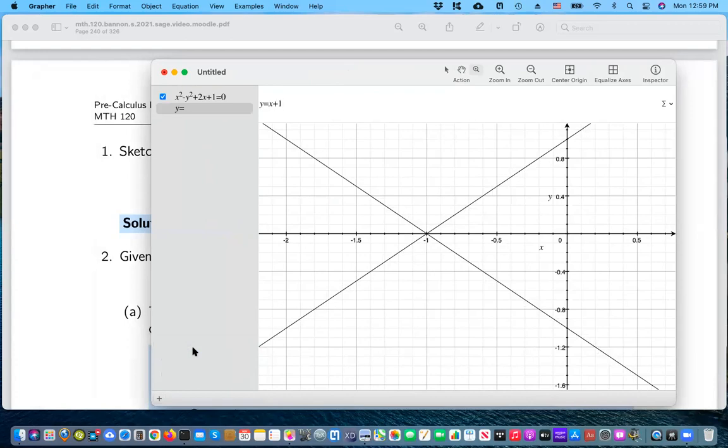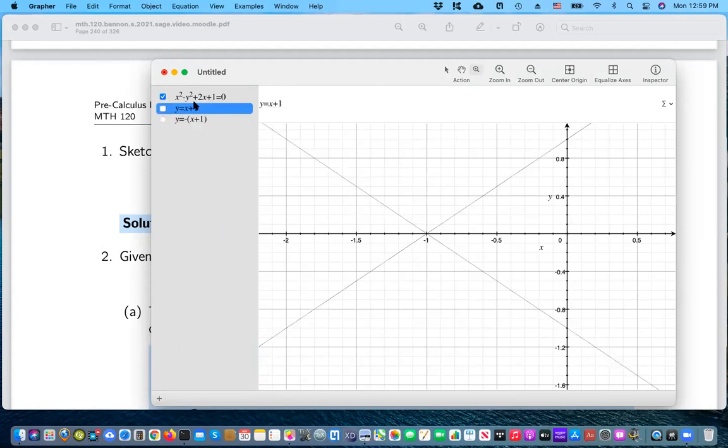Whoops. Just want to turn that off and on for you. I think you see what that is, right? Let me do the other one. And it's y equals minus x plus 1. All right, let's just turn that off and on. I think a clear indication.